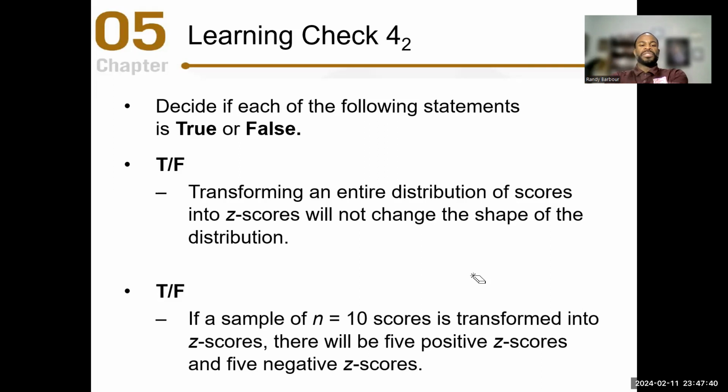Okay, but for the first one, it says transforming an entire distribution of scores into z-scores will not change the shape of the distribution. The shape of the distribution will remain the same, right? We're just converting those to z-scores, right? And then it says if a sample of n equals 10 scores is transformed into z-scores, it'll be 5 positive, 5 negative. We don't have enough information to determine that. All the 10 scores could be located above the mean. They could be located below the mean, right? So we don't really know where those scores lie on the distribution. So the first one should be true, and then the second should be false.